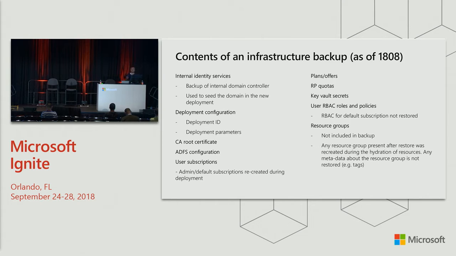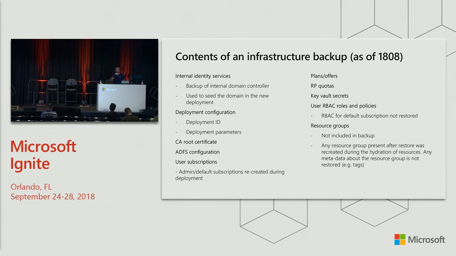We keep the root certificate generated by the internal CA. We need that so that we can decrypt the Key Vault secrets that we restore. Without this, we wouldn't be able to do the actual Key Vault secrets restore. We keep the ADFS configurations. And then when we get to ARM, we start looking at user subscriptions, plans, offers, RP quotas. All of that comes back as part of what we call hydration.